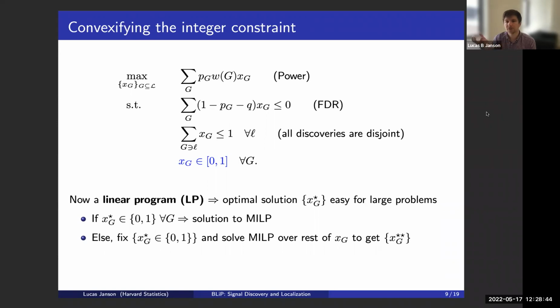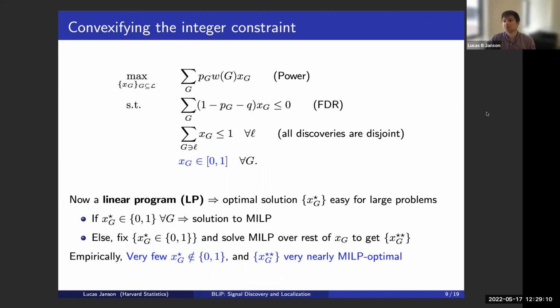I'm going to call that new solution, which is partially the old solution and partially the new solution, all of which have to be integers because I've now solved the mixed integer linear program on the non-integer old solutions, xg star star. In general, this need not be a solution to the mixed integer linear program. It is feasible, because it satisfies all the constraints of the mixed integer linear program, but it's not necessarily optimal.